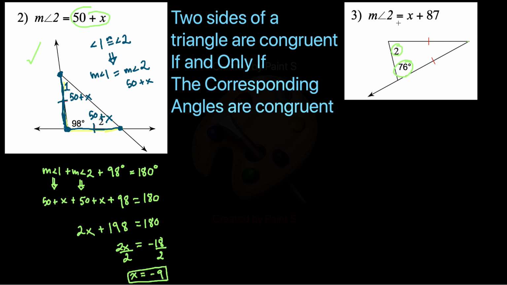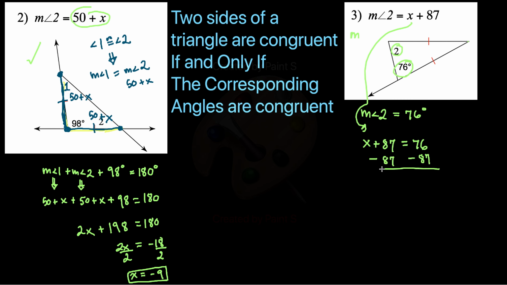And then you can just use this equation here. I had just figured out that the measure of angle 2 is equal to 76 degrees. And then instead of writing measure of angle 2, I replace it with this expression to get x plus 87 is equal to 76 degrees. I subtract 87 on both sides. 0 here, x equals negative 11. And now you're done.